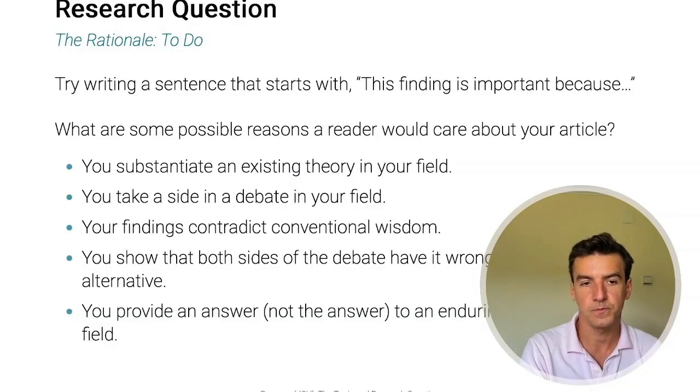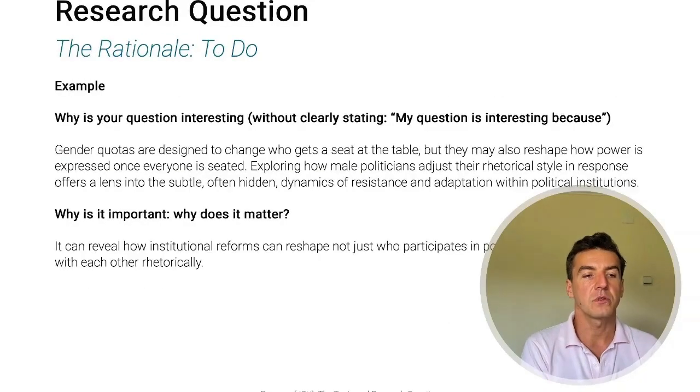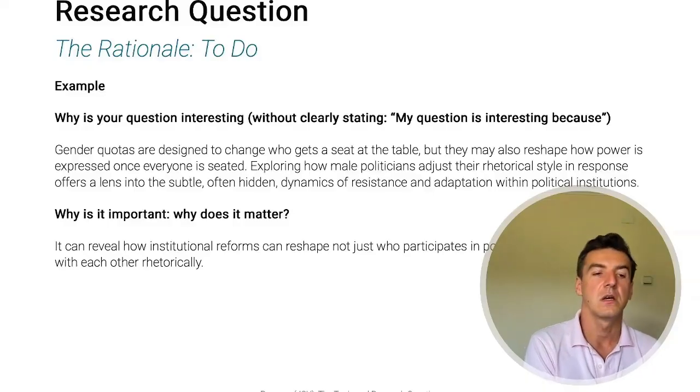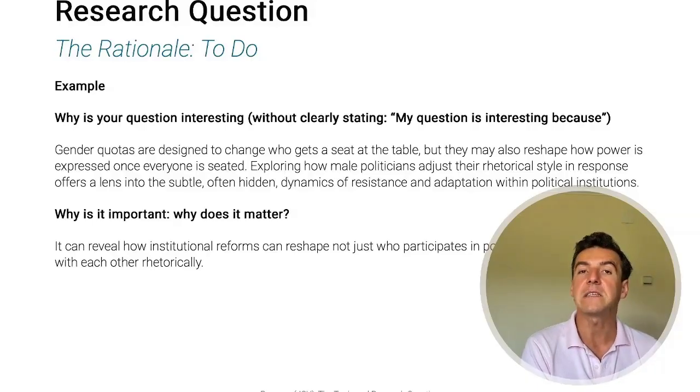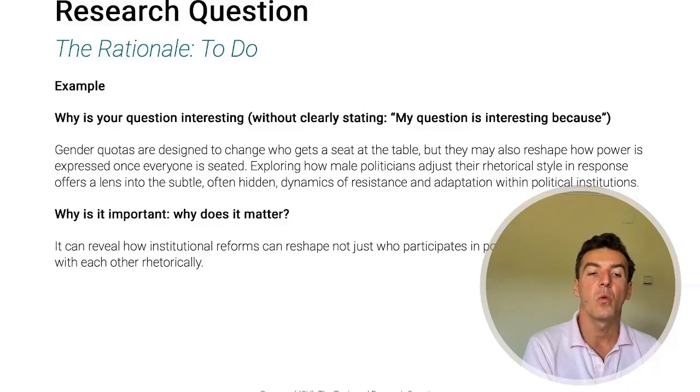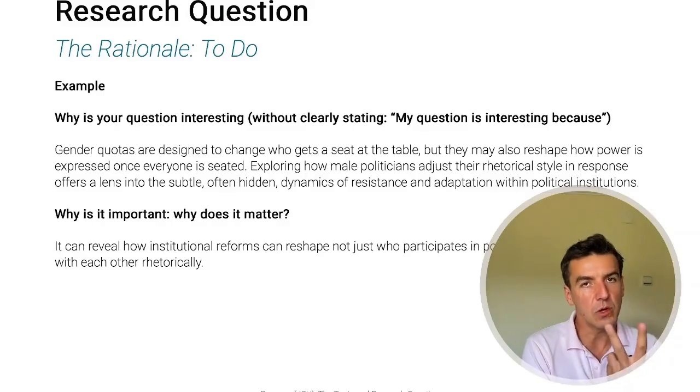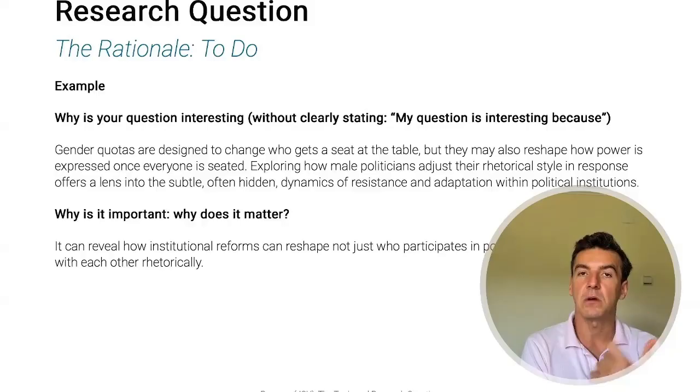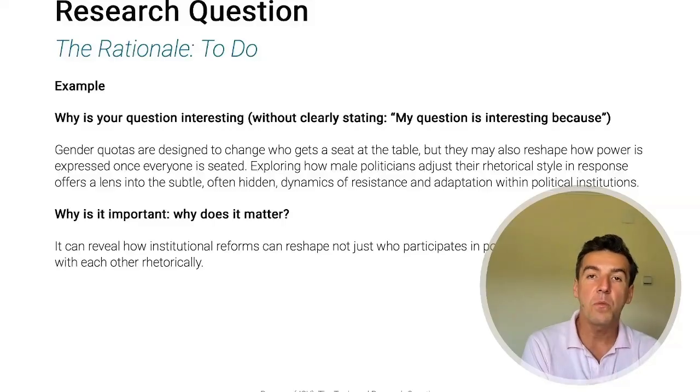question in a way that's distinct from why it's important to you. So here are examples of why your question is interesting, without clearly stating that my question is interesting because. Going back to the gender quotas example, gender quotas are designed to change who gets a seat at the table, but they may also reshape how power is expressed once everyone is seated. So there are 2 components to the explanation. This is about allocation of power, who gets to sit at the table where decisions are made, but also how power is being expressed.